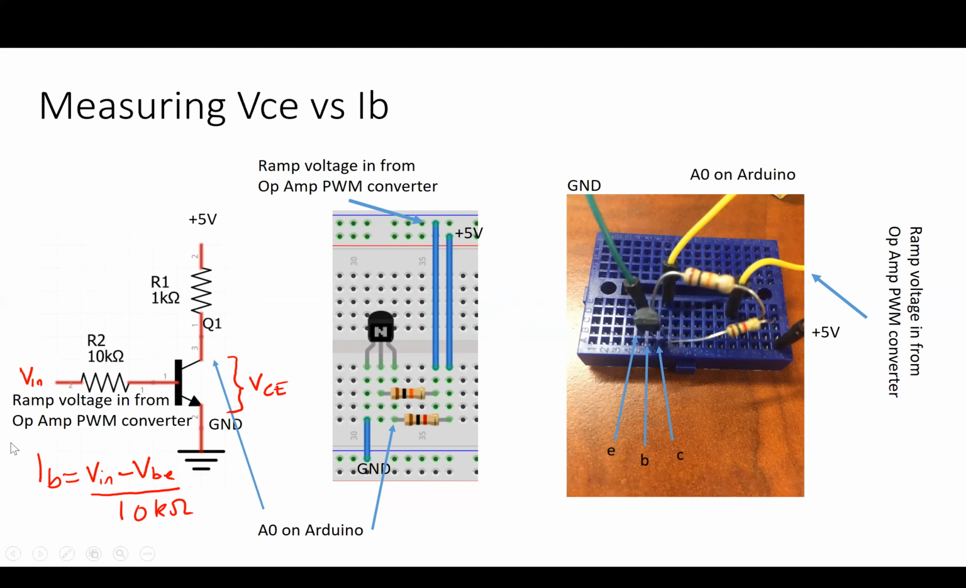And then the current into the base is going to be set by the forward bias of this diode here, the value of voltage at this point when this transistor turns on. That was this VBE. Take that away from the input ramp, divide by 10 kilo ohms, and you have the input current. So we're going to plot current through the collector against input current.